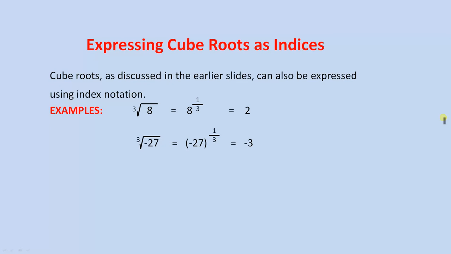Expressing cube roots as indices. Cube roots, as discussed in the earlier slides, can also be expressed using index notation. So the cube root of 8 is the same as 8 to the power of 1/3. And that answer is 2. The cube root of minus 27 is minus 27 to the power of 1/3. So the cube root of minus 27 is minus 3.